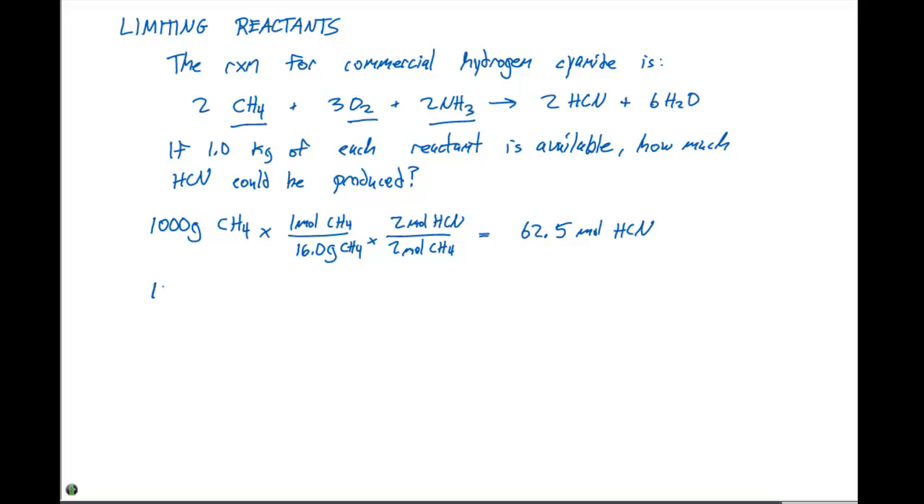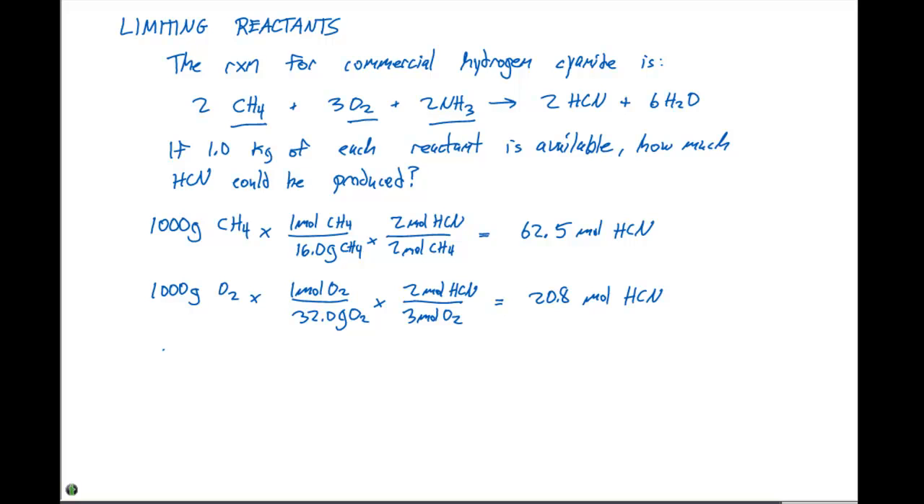Now we do the same calculation for 1,000 grams of O2. From the periodic table, 1 mole of O2 is 32.0 grams. From the balanced chemical equation, we need 3 moles of O2 to produce 2 moles of HCN. This is going to give us a total of 20.8 moles of HCN.